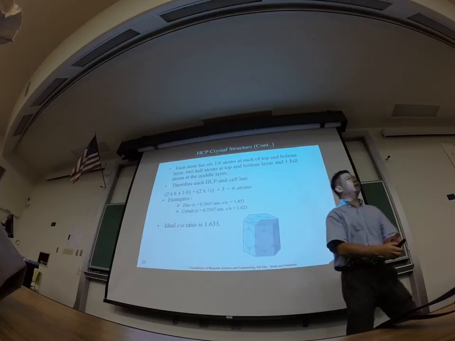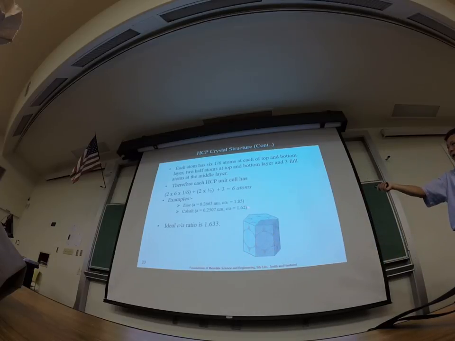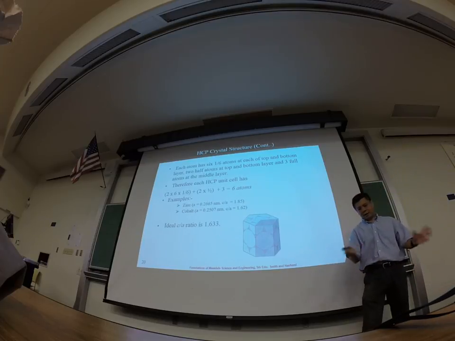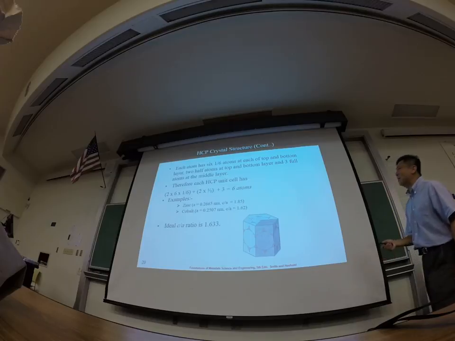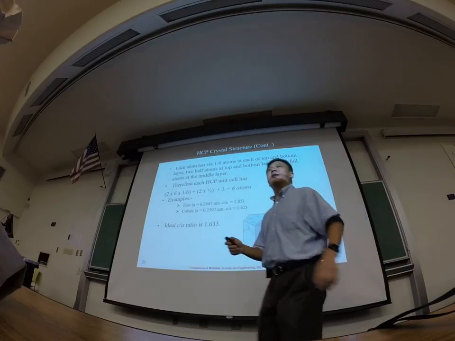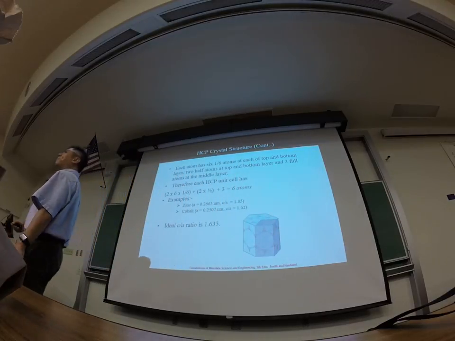Anyhow, it's still an efficient way, okay? For these kinds of examples, cobalt is very close to the ideal c/a ratio, okay? But as I mentioned, the HCP structure is not the most important thing. Yes? How is zinc higher than the ideal?